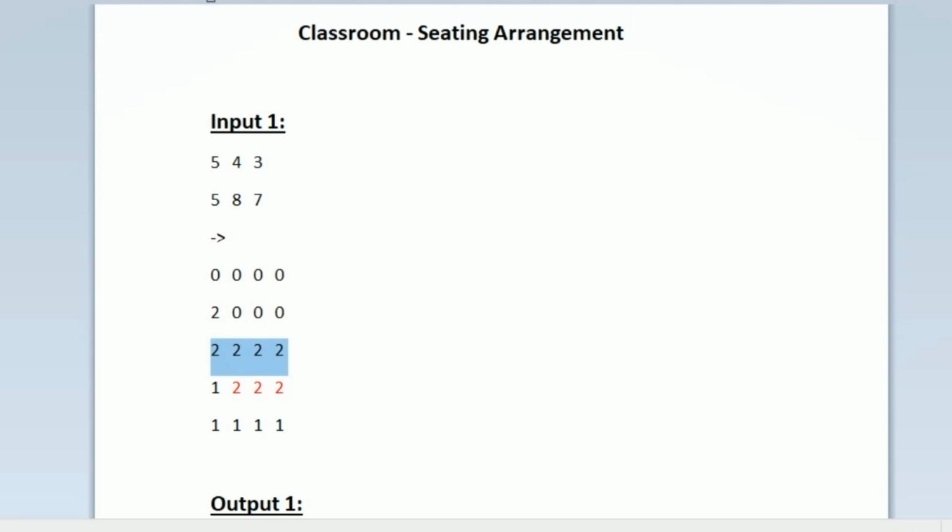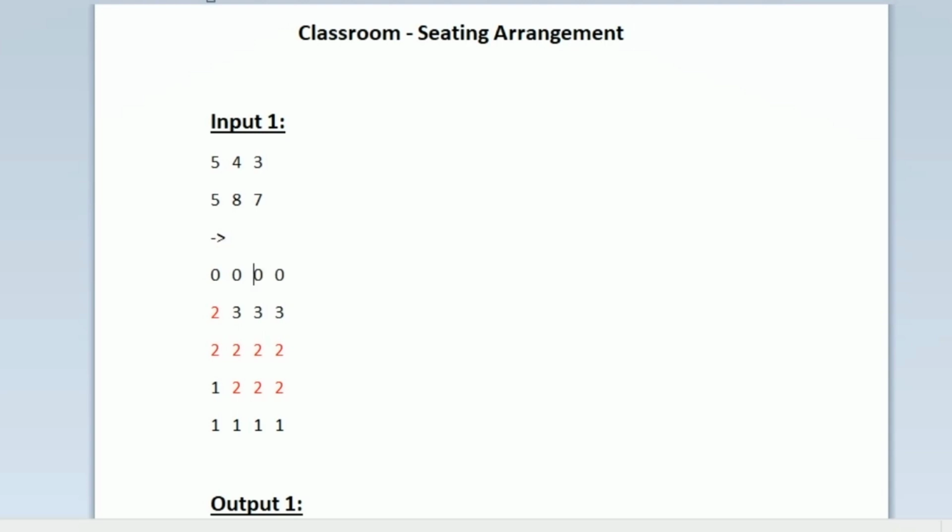Totally there are 8 students who belong to group 2, and this is how the group 2 students will be sitting in the given classroom, which is of size 5 into 4. And now the next group 3, and there are 7 people who belong to group 3. So the remaining zeros will be updated with 3.